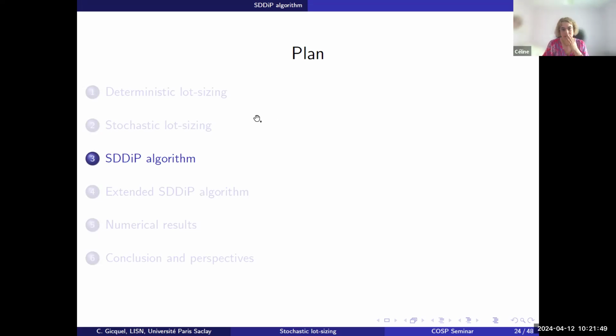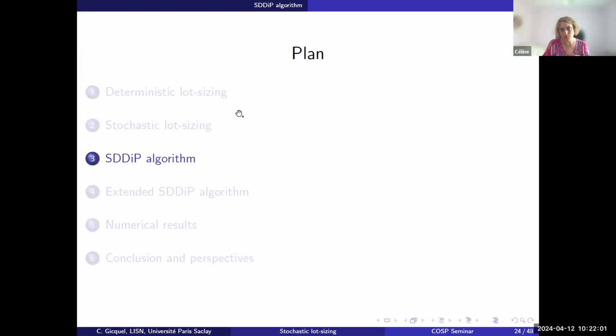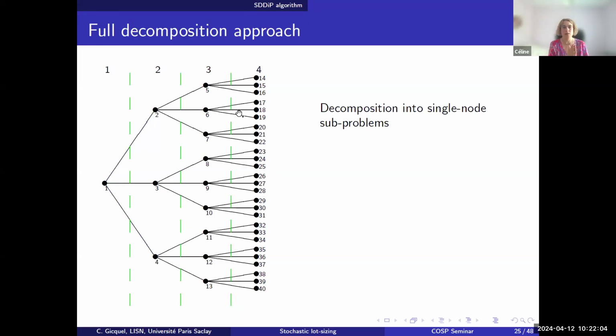So let's have a look at the SDDiP. It really works the same as the SDDP. The main difference is in terms of which cuts are generated in the backward step. So basically, this SDDiP algorithm can be seen as a full decomposition approach in which we're going to decompose the problem expressed on the whole scenario tree into a large number of very small subproblems, each one being expressed on a single node.